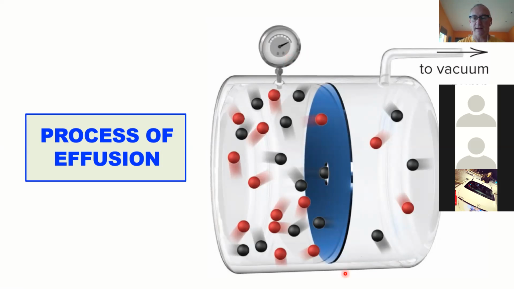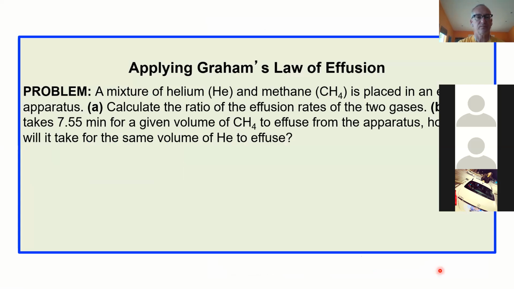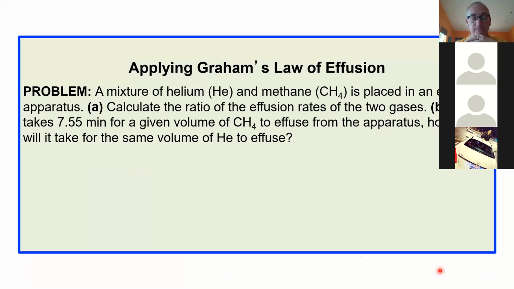So let's see how that would work in real life. So if you have a mixture, say you had a mixture of two different gases in an apparatus, just like the one I showed you before, and you get a mixture of helium and methane, they're mixed together. And you notice that, oh, yes, question.